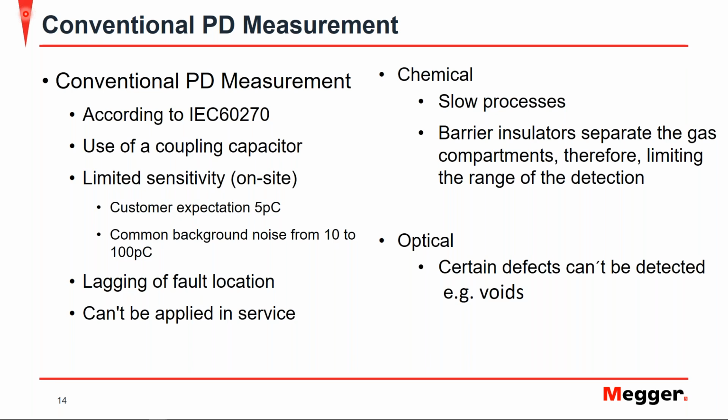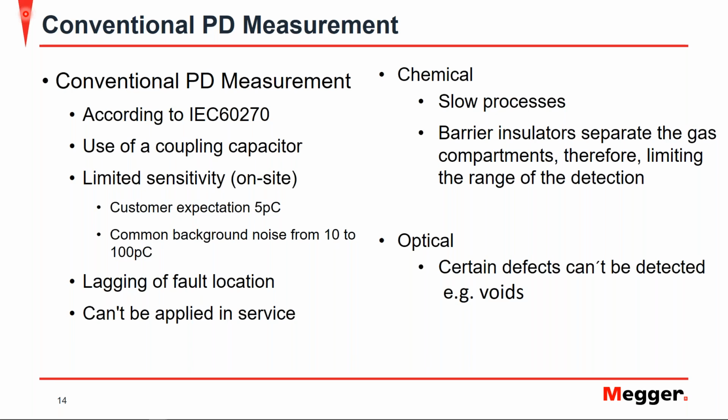There are also the chemical measurements. This is a slow process, so if you have PD taking place within an isolated section of your GIS, you may not measure it for some time, and this can, as we talked about earlier with the corrosive properties of ozone, lead to damage within the GIS. And also the barrier insulators in the GIS that separate the gas compartments limit the range of detection.